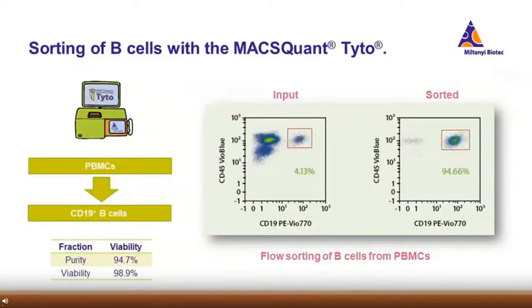And just so that you know what we are talking about, this is the MUX quant title data. You really see that when you're starting from a small number of B cells, from about 4%, you really get nicely sorted, 95% pure B cells. This is an example from PBMCs with a very high viability of about 99%. And the nice thing is that it's a really closed cartridge system, which was super easy to start.